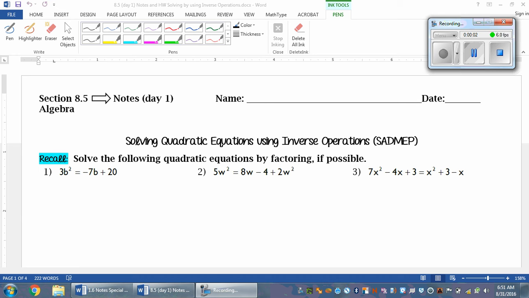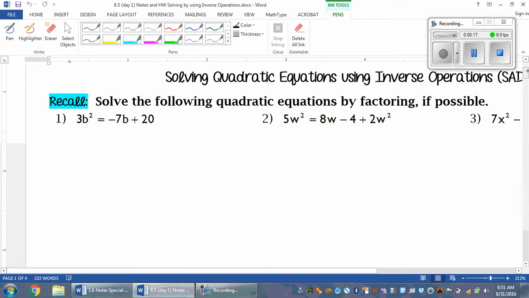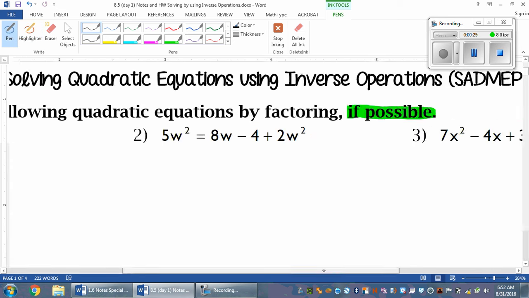Welcome back. Today we're going to be working on 8.5 Day 1 notes, solving quadratic equations using inverse operations, which is stat math. Before we go ahead and begin though, let's review what we talked about in the last video. So we're going to be solving the following quadratic equations by factoring, if possible, because remember, not every trinomial or binomial can be factored.